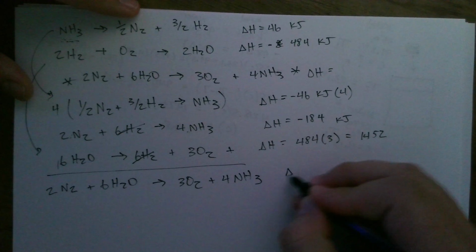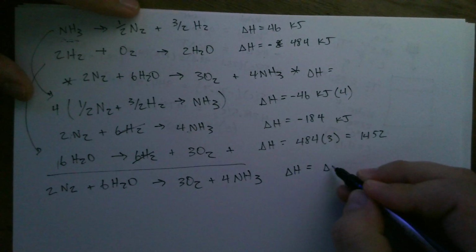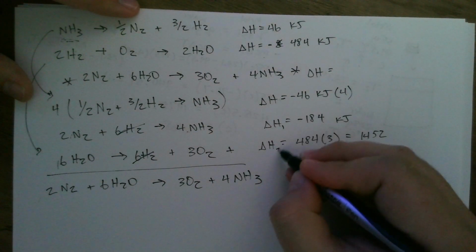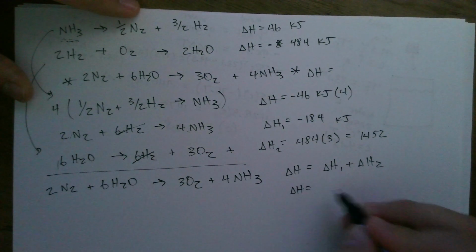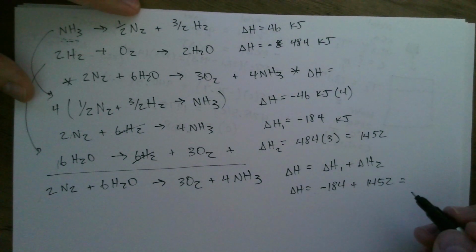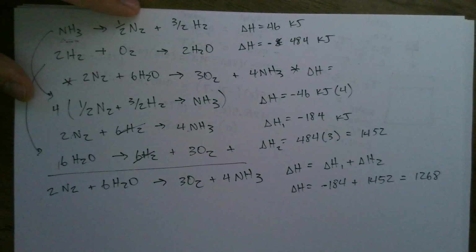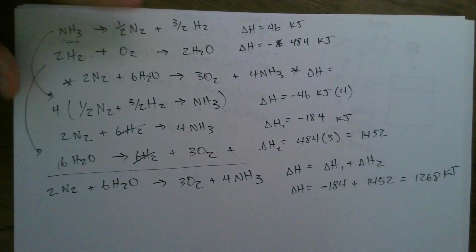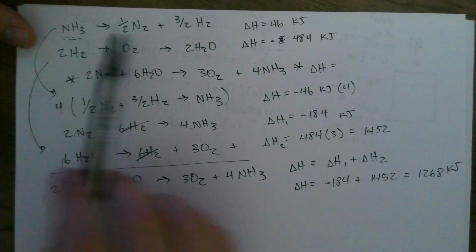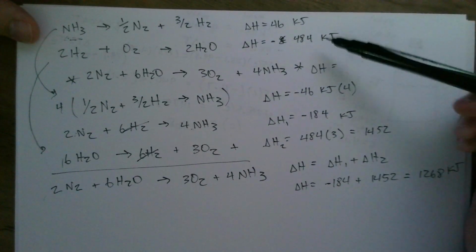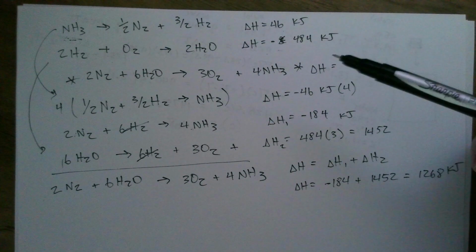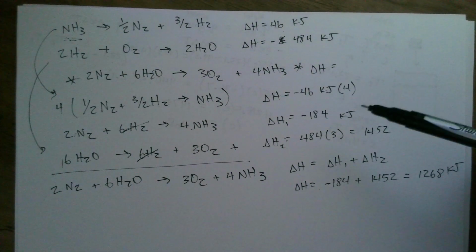So what's the enthalpy of our final reaction? Well, it's the enthalpy of 1 plus the enthalpy of 2. This is 1, this is 2, I didn't really label them. It's negative 184 plus 1452, which is 1268 kilojoules. You can find the enthalpy of a full reaction given its starting components here. To manipulate the enthalpies, if you flip the reaction, you change the sign. If you multiply the reaction by a factor, you multiply the enthalpy by the same factor.